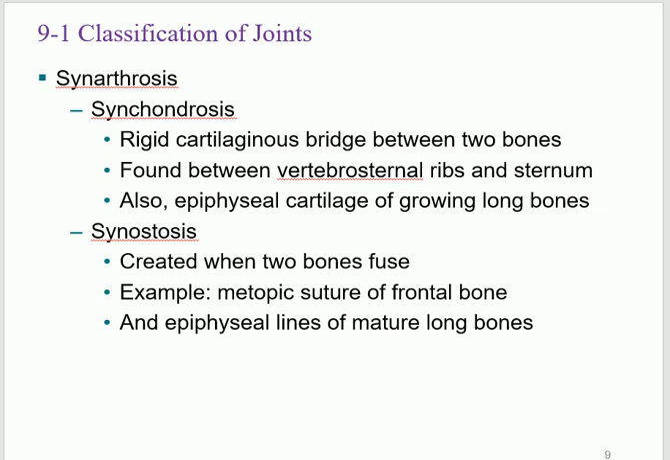So gomphosis is basically teeth, bone in bone, and there are fibrous connections as well. Next is synchondrosis. Chondro, does anybody remember what's chondro? Cartilage, yes. Chondrosis means, syn means fixed or immovable. Chondrosis means there is cartilage that's holding it. And this is basically a rigid cartilage in between the two bones that prevents them from moving. And the example of that is the vertebrosternal ribs with the sternum.